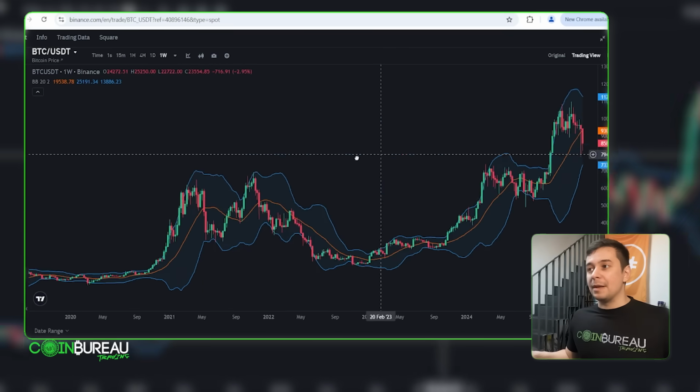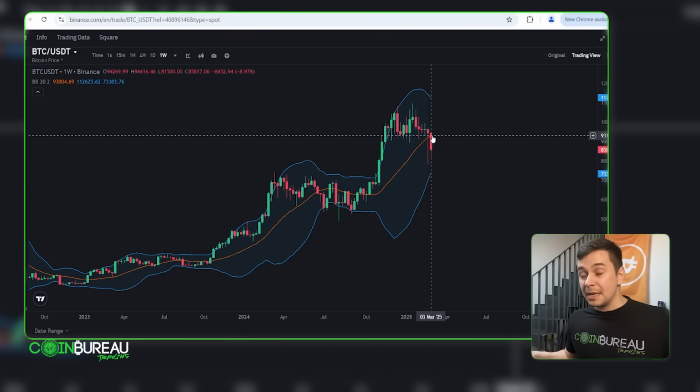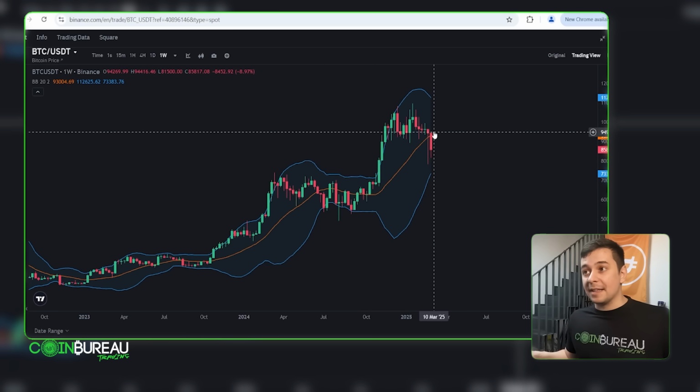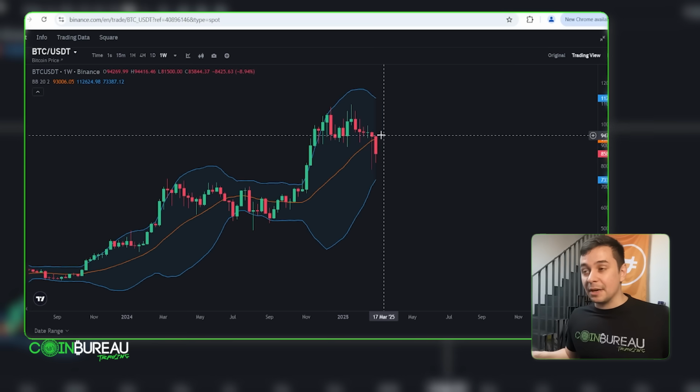So again, this Bollinger Band moving average is more of a medium term indicator, let's say. If Bitcoin's below that, then it's in a medium term bearish trend. If it's above that, then it's in a medium term bullish trend. And unfortunately, it does look like we're heading into a medium term bearish trend here.